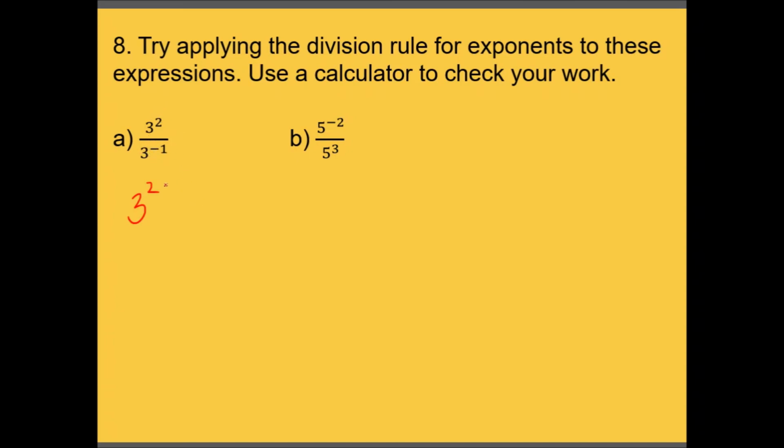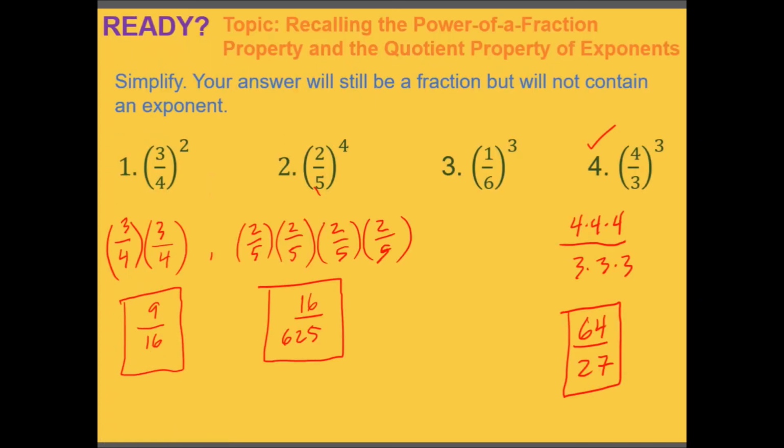So 2 minus, and don't forget this -1, very important. So we have 3. 2 minus a negative is the same as plus. So this is 3 to the 3rd power. And just like our last one, we know that that equals 27. Go ahead and try B on your own. Try 3 on your own.